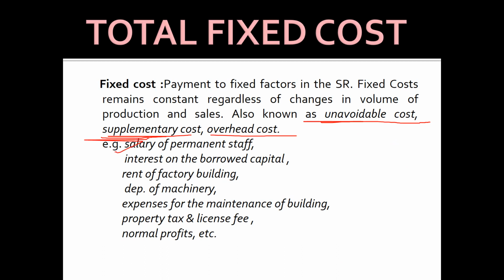So like the salary of permanent staff: whether the organization is running or not running, or even closed for 15 days, the salary of the permanent staff you are still giving. Also interest on borrowed capital, rent of factory building, depreciation of machinery, expenses for the maintenance of building, property tax and license fee, normal profit, etc. So this is the total fixed cost.